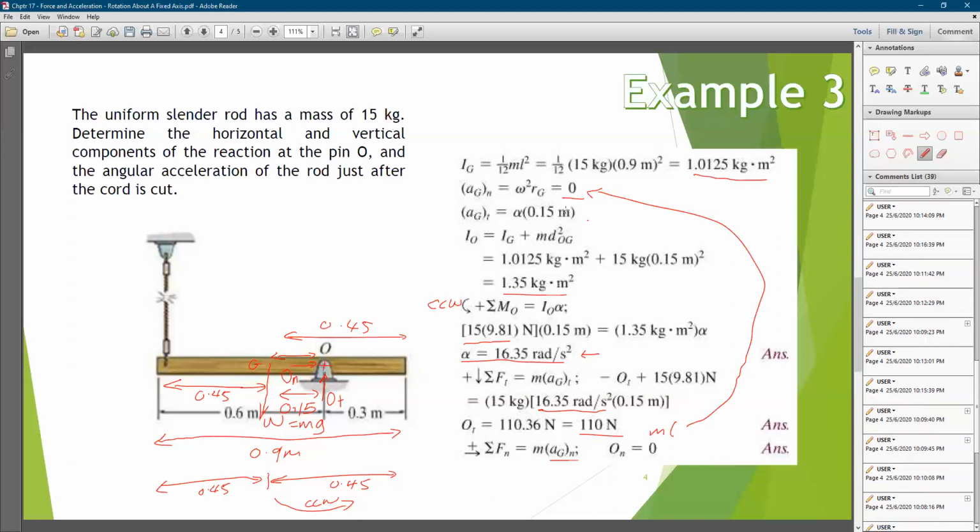Because it starts from rest, this part will become zero, and then this is also zero because m is multiplied by zero. That's all. Thank you.